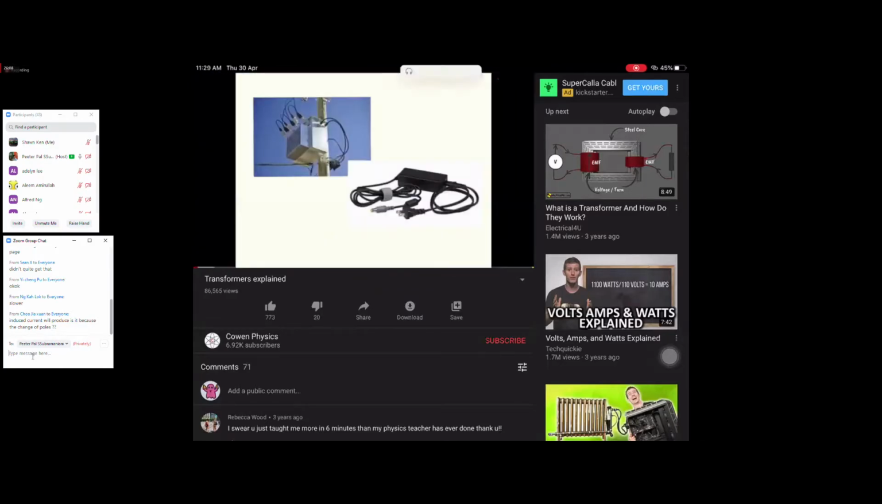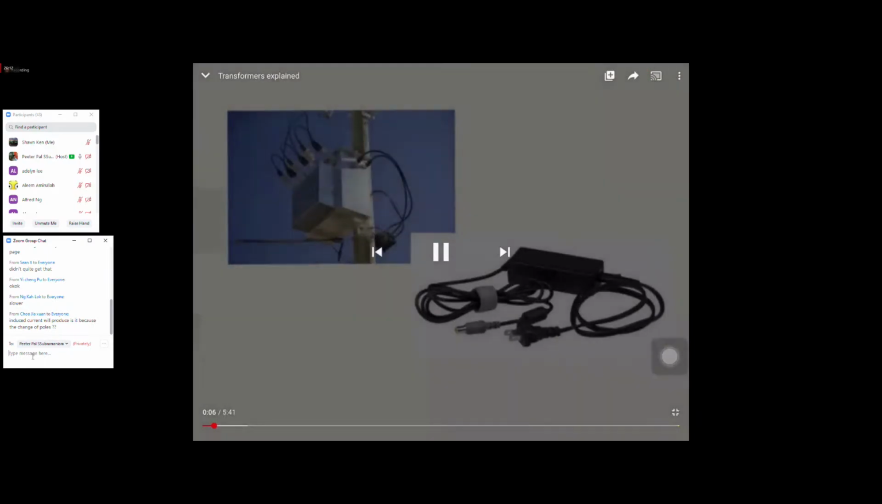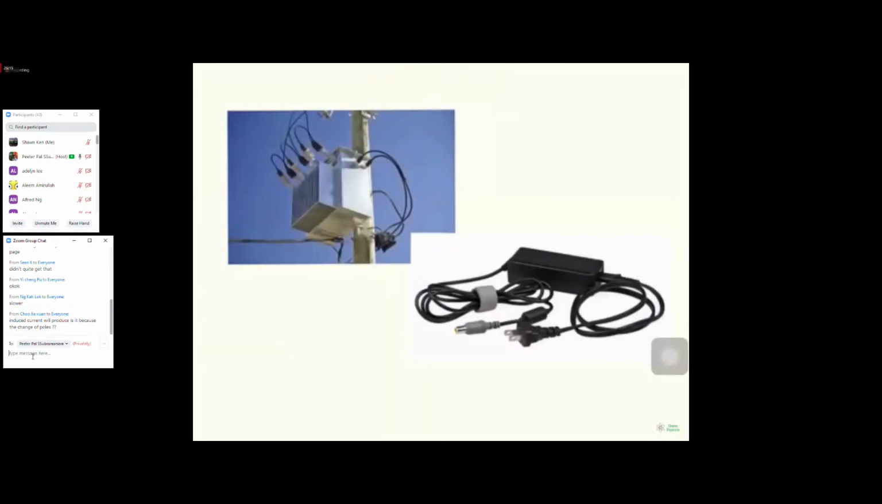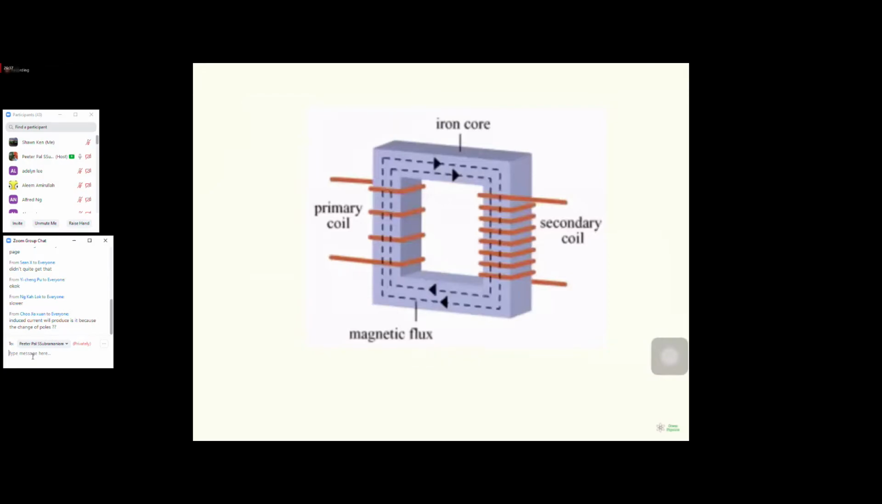A transformer is used to increase or decrease the voltage of an electrical supply. It's essential for transmitting electricity from a power station to your home, but it's also essential for using your mobile charger to adapt the 230 volt electricity from your mains supply to the 5 volts needed to charge your mobile phone. In this video, I'm going to be looking at 2 aspects of transformers. First of all, explaining how they work, and secondly, showing you how to use the transformer equation.